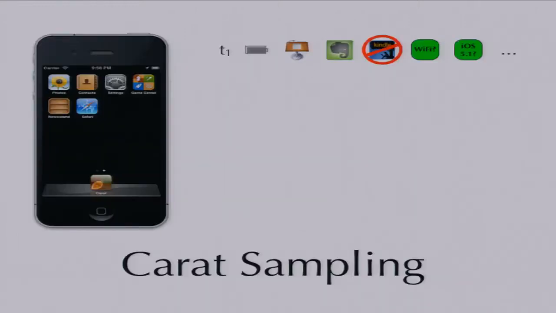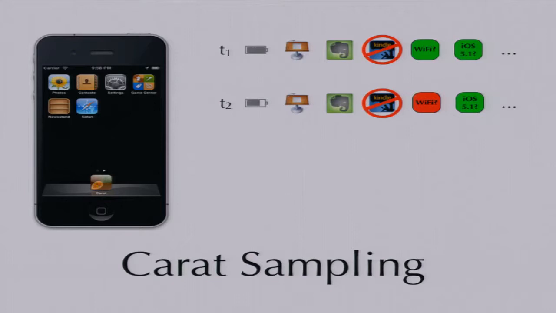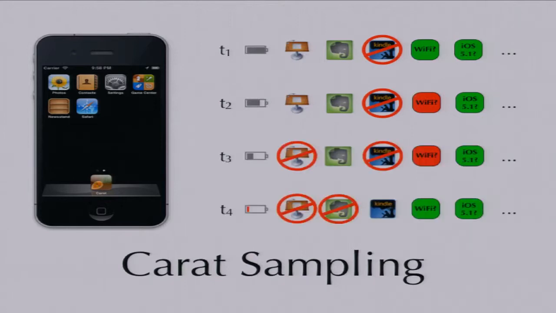Okay, so first I'll talk about the Carat sampling. Periodically, the app is given CPU time to take a sample of the state of the device. And crucially, the things that it writes down are the time, the battery level, and then a feature vector that includes things like which apps are running and whether certain features of the phone are being used, like whether or not you have Wi-Fi access and so on. And so over time, Carat takes a sequence of these samples on a particular device.